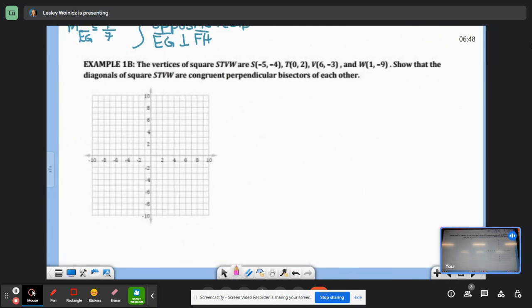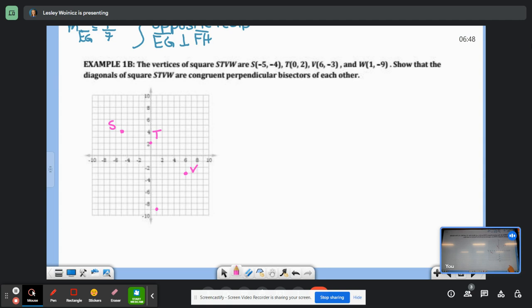We have to show that the vertices of this square are: S at negative 5, 4. T is at 0, 2. V is at 6, negative 3. And W is at 1, negative 9.